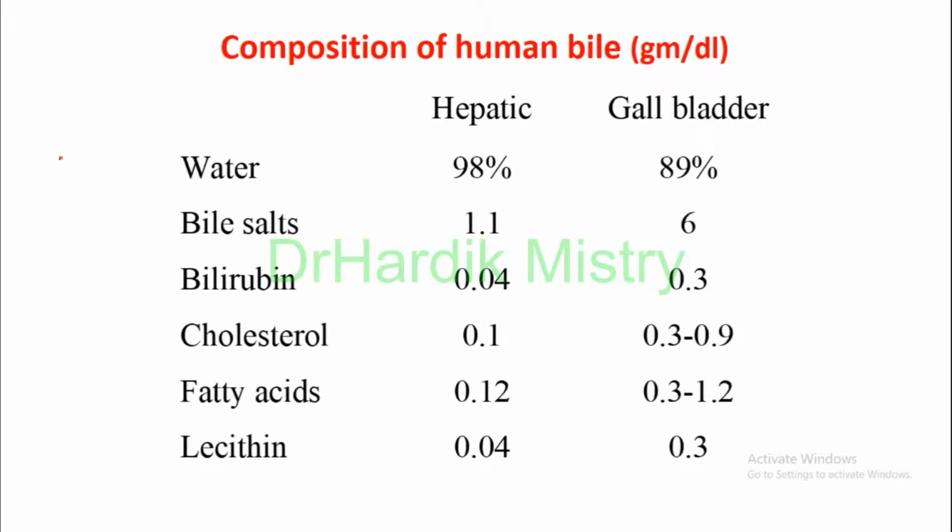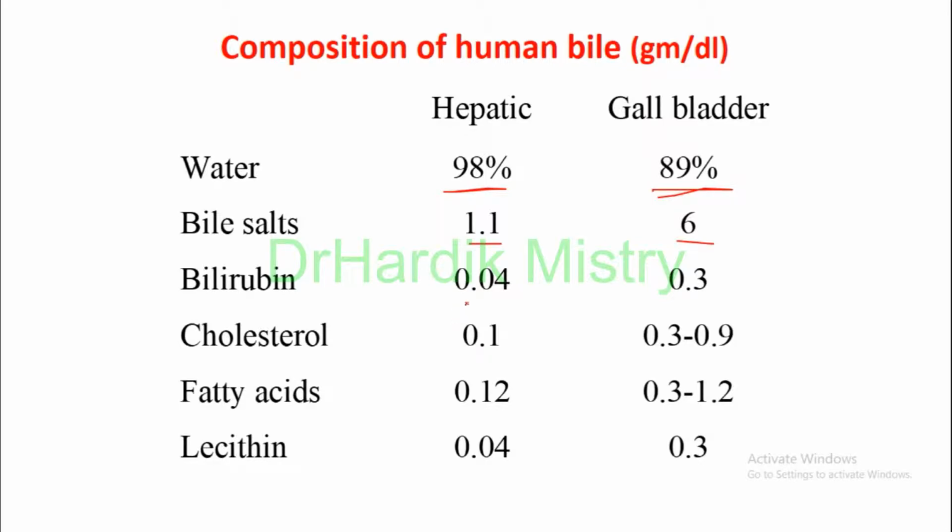Composition of the human bile. Whenever the bile is synthesized inside the liver, the concentration of the bile at the time of synthesis and when it is stored inside the gallbladder has much difference. So here you are seeing that the water content inside the hepatic bile is 98%, but inside the gallbladder it is only 89%. Bile salts are 1.1 in hepatic bile and 6 inside the gallbladder.